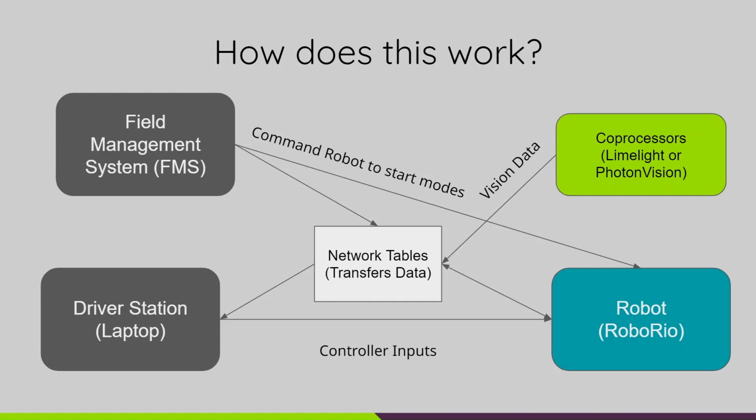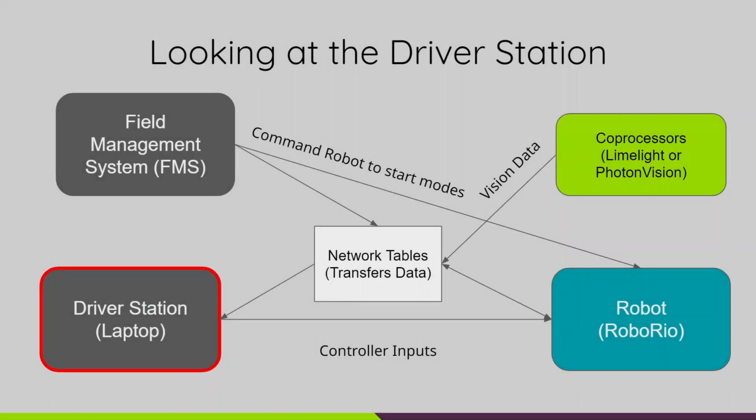Okay, the last part of the system is our co-processors, which can be a Limelight or PhotonVision. And basically, these are other extra computers that we use on our robot to give us extra data. So later we're going to talk about vision data, and these co-processors give our robot information that is important to do things in the future.